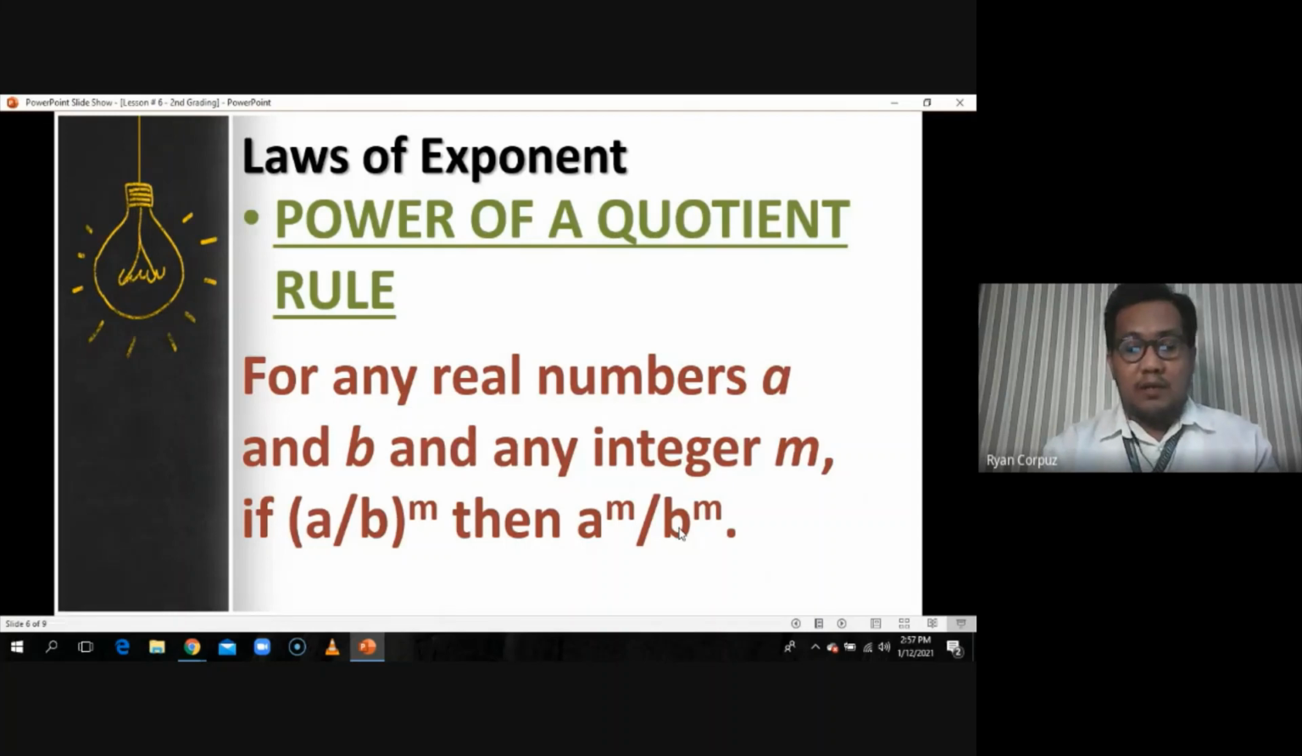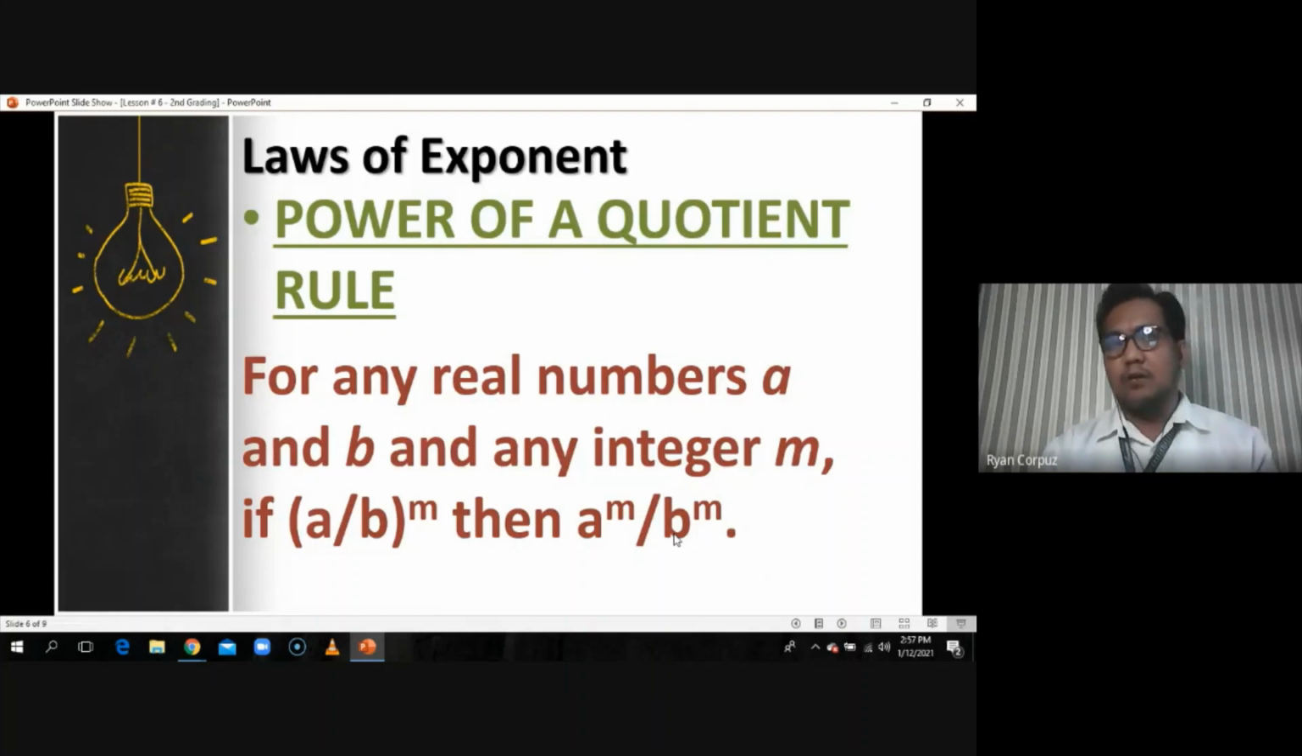Usually, we do this when the bases of the numerator and denominator are different. That's the most common use of the power of a quotient rule. Those are the 5 laws of exponent that we need to remember, that will help us solve expressions which involve exponents.